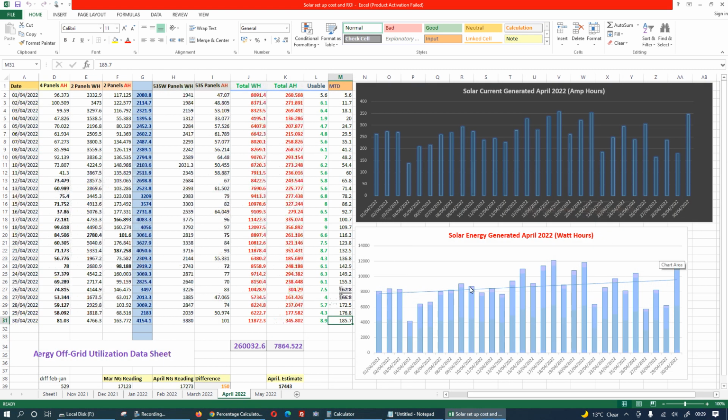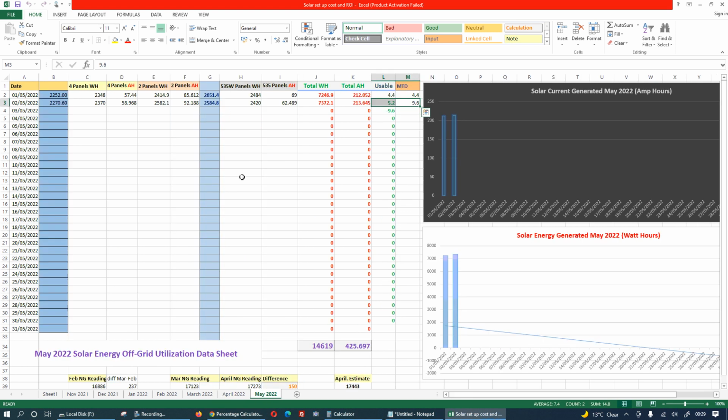And in April, it was more consistent. You can see there are more better days than bad days when it comes to solar energy. Even on the worst day, I was still generating around 4 kilowatt hours. And May has not been really great, but if you look at it, it's still going up to 7 kilowatt hours a day. I've already used 9.6 kilowatt hours out of 14.6 generated from the solar panel. So that is just my breakdown.